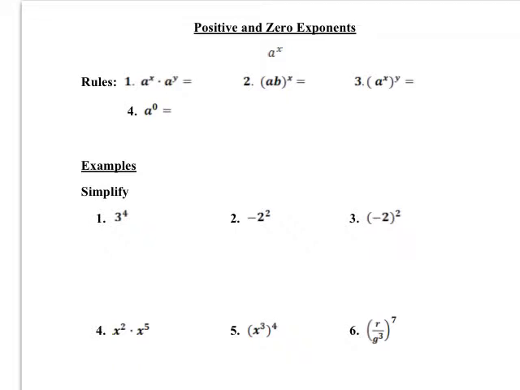So today let's talk about positive and zero exponent rules. The first thing we want to start talking about is the basics of exponents. Looking at this a to the x power, a couple things we need to know. One is the number or variable on the bottom. That is often called the base. And then the number up above, as you probably already know, is called the exponent, or sometimes it's called the power.